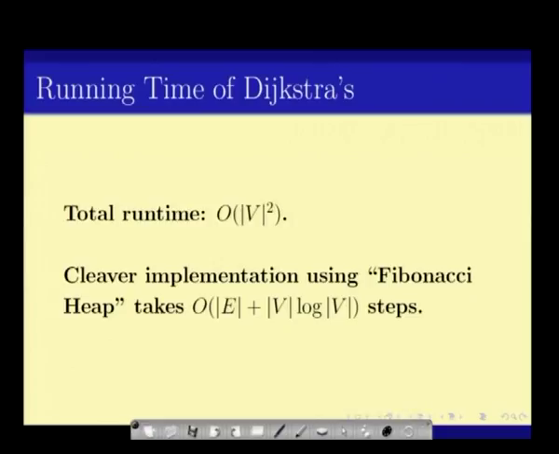Although we have given the runtime of V squared, using slightly more clever data structures called Fibonacci heaps, one can get an improvement to order E plus V log V. Note that order E is in general less than V squared. So this is slightly better than order V squared, although we will not go into this implementation at all in this series.